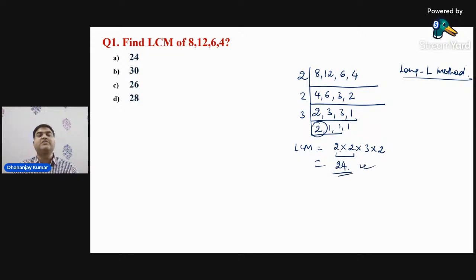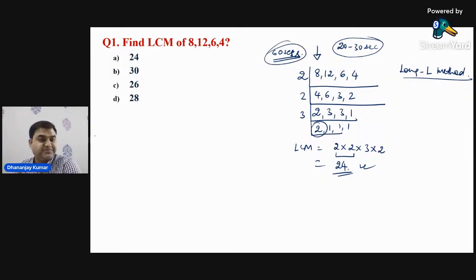We can definitely do that, but finding the LCM of numbers in this method will take around 60 seconds. What we are trying to do is reduce this time to around 20 to 30 seconds, so we are trying to halve the time we have taken, or even less. Let's see how to do that.